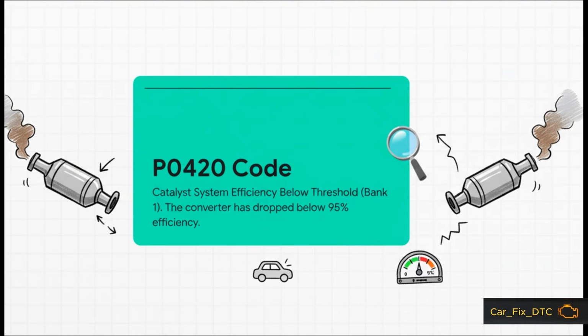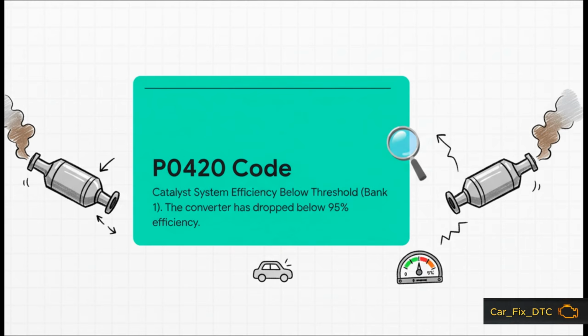So, officially, P0420 stands for Catalyst System Efficiency Below Threshold on Bank 1. In simple terms, your car's main computer, the ECU, has been watching your catalytic converter and it's decided it's just not working as well as it should be. The standard is about 95% efficiency, and your car is basically raising its hand and saying, hey, we've dropped below that critical level.